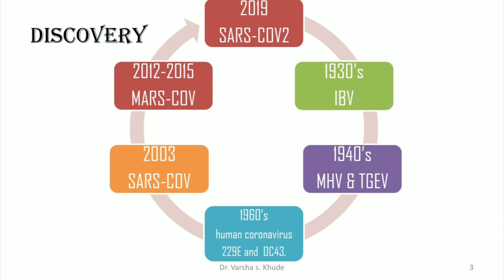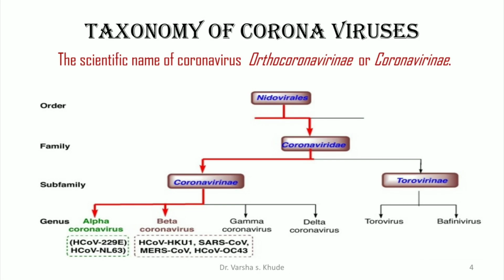In December 2019, a pneumonia outbreak was reported in Wuhan, China. World Health Organization named it novel coronavirus 2019. Later on, it was renamed SARS coronavirus 2 by the International Committee on Taxonomy of Viruses. Most of these viruses are involved in serious respiratory tract infections.